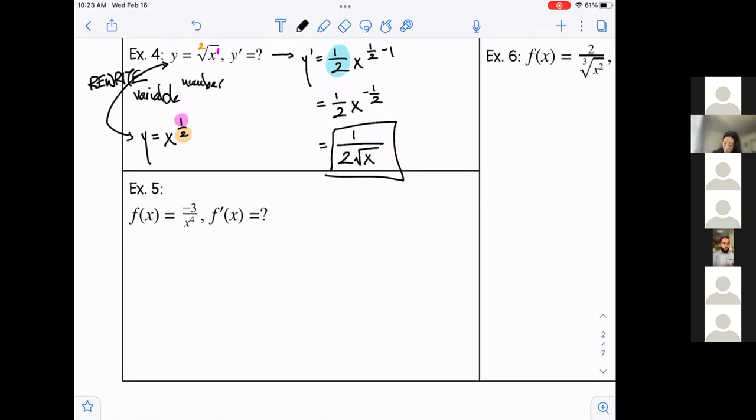All right, let's try example 5 before we go back up to example 3. All right, so I claim that we need to rewrite example 5 before we can do any work. And in particular, we want to write it so that I see a variable to a number. How can I rewrite the function that I'm given? I have negative 3 over x to the 4.